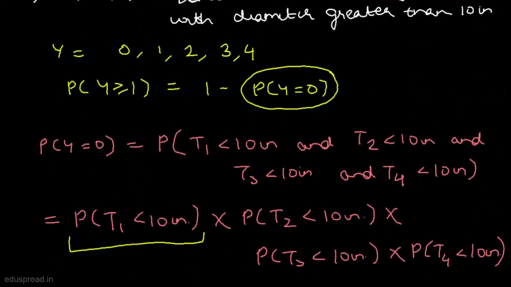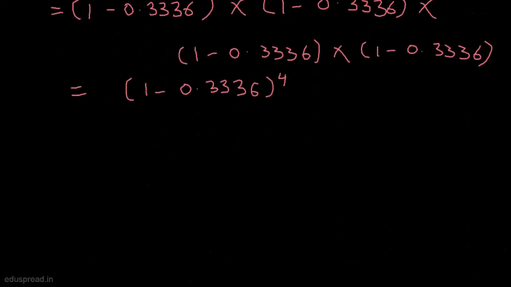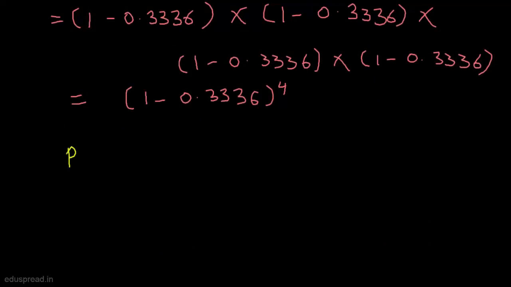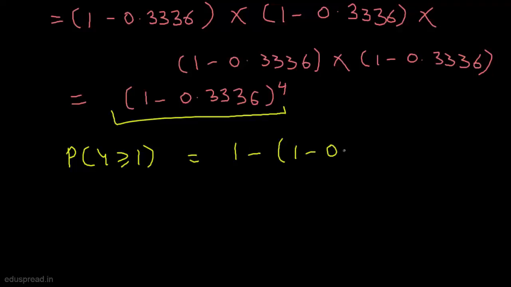And we have to find the probability that y is greater than or equal to 1, which is equal to 1 minus the probability that y is equal to 0. So the probability that y is greater than or equal to 1 is equal to 1 minus this probability, so 1 minus (1 minus 0.3336) raised to the power 4. Solving this, you will get 0.8028. So the probability that at least one tree selected has a diameter exceeding 10 inches is 0.8028. This is all for part E, and with this we are done with this question.